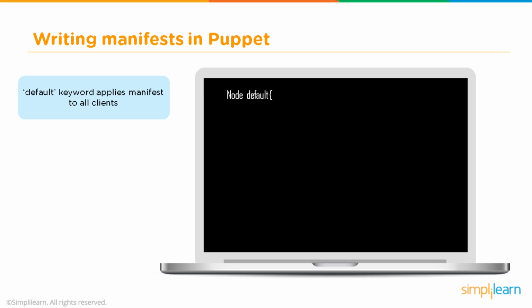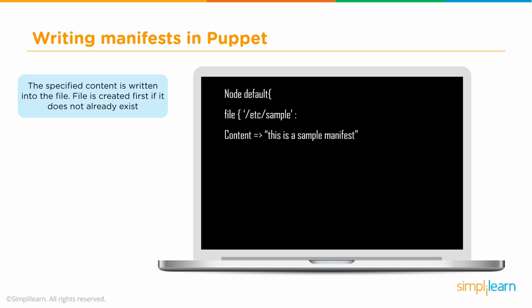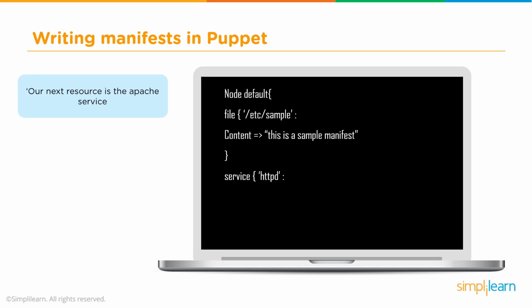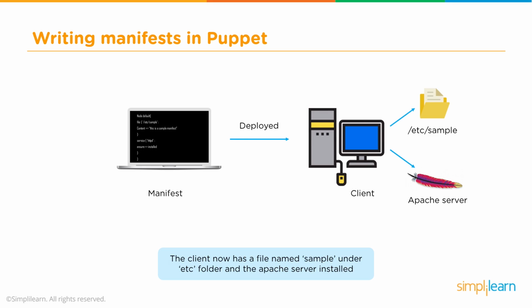If we continue to write our manifest in Puppet, the default keyword applies a manifest to all clients. So an example would be to create a file path that creates a folder called sample in a main folder called etc. The specified content is written into a file that is then posted into that folder. And then we're going to say we want to be able to trigger an Apache service, and then ensure that that Apache service is installed on a node. So we write the manifest and we deploy it to a client machine. On that client machine, a new folder will be created with a file in that folder, and an Apache server will be installed. You can do this to any machine and you'll have exactly the same results on those machines.